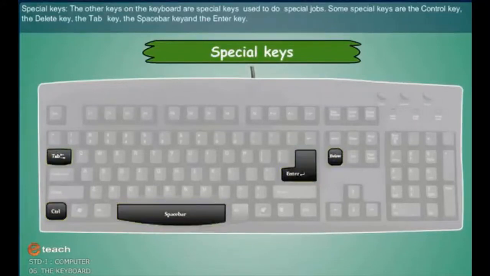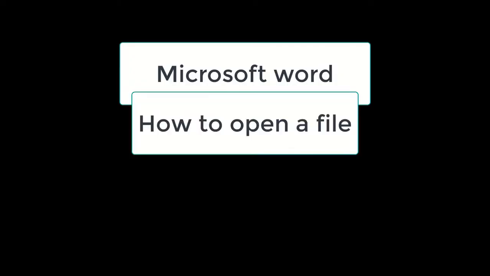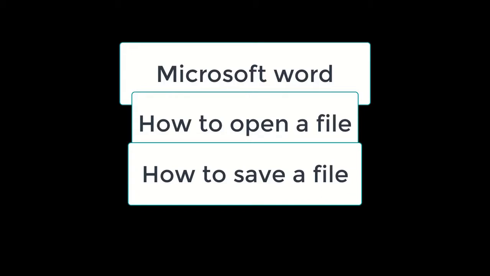Special keys. Special keys have special jobs. Example: the Control key, the Delete key, the Tab key, the Space Bar key, and the Enter key. Well, today we learned about Microsoft Word, how to open a file, how to save a file, and we learned a little bit about the keyboard.